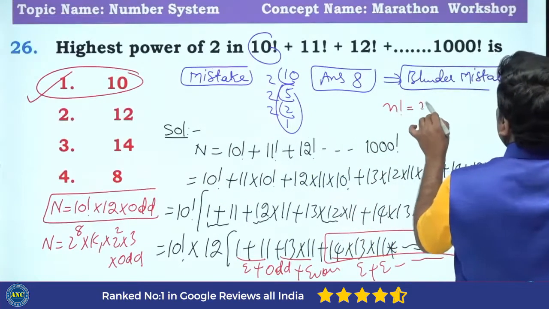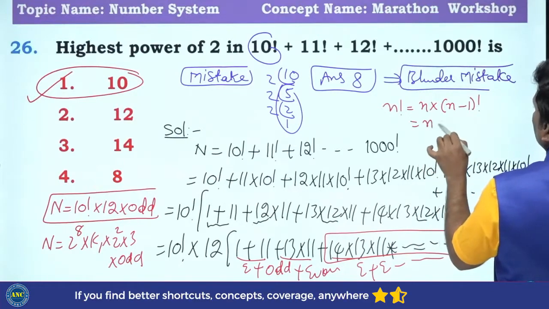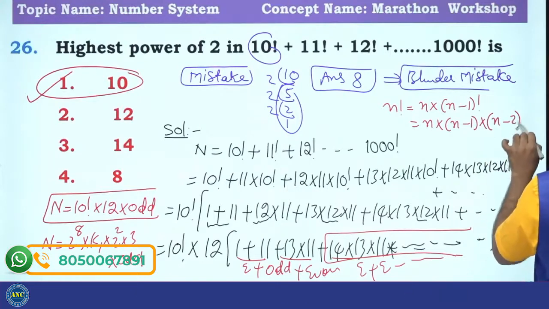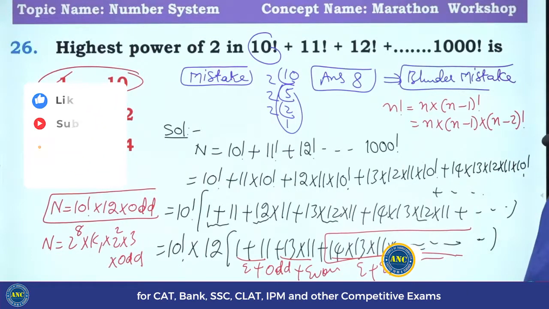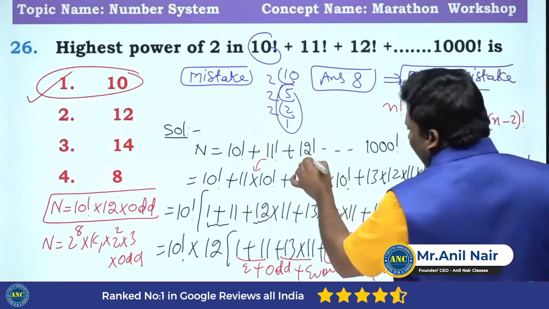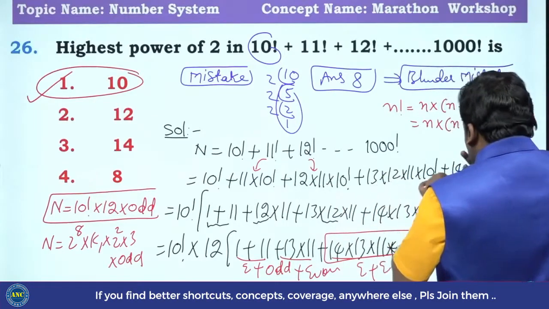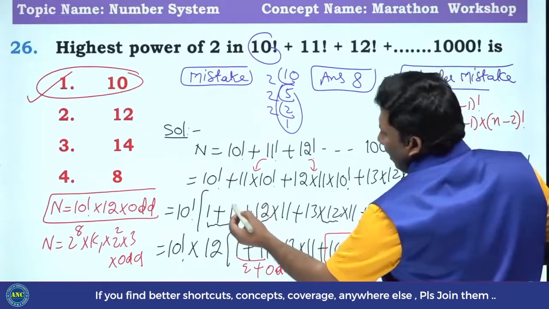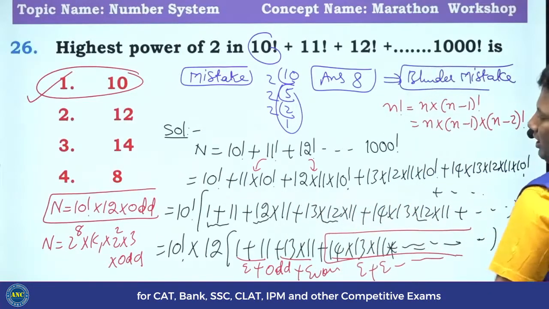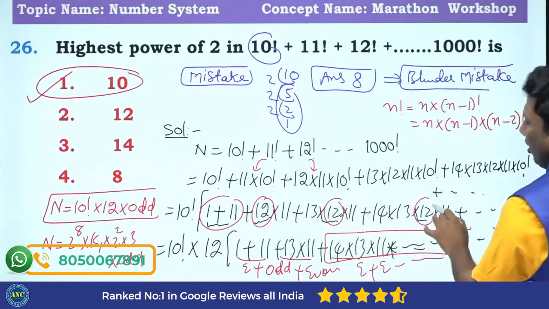n factorial is n into n minus 1 factorial, or it is n into n minus 1 into n minus 2 factorial. 11 factorial is 11 into 10 factorial. 12 factorial is 12 into 11 into 10 factorial. 13 factorial, 14 factorial. If I take 10 factorial common, 1 plus 11 plus 12 into 11 plus 13. Here I took 12 common. Here 12 is there, here 12 is there, all have 12.